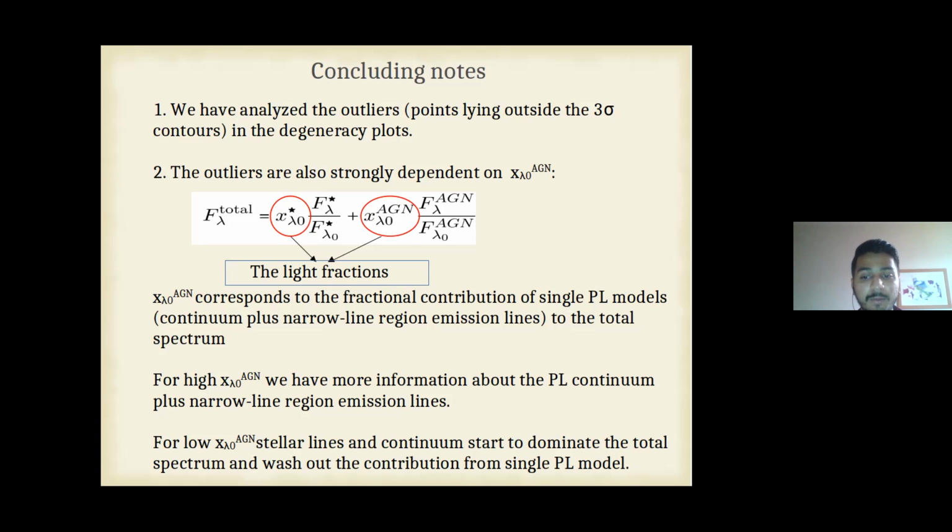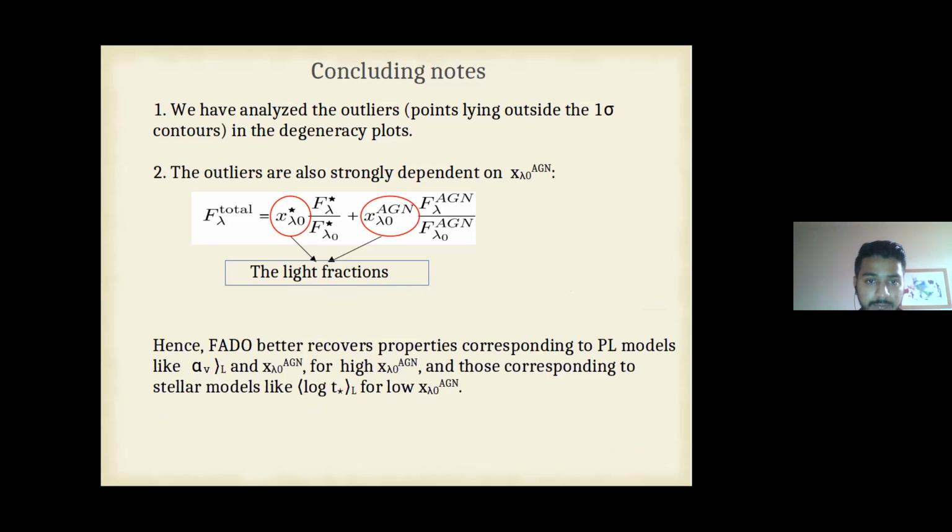The same holds true for the stellar part. If you have a higher contribution from the AGN, the information corresponding to the stellar part is diluted, and hence it's difficult to retrieve those properties. So Fado better recovers the properties corresponding to power law models, like the average power law index and the AGN fraction, for high AGN fraction, and those corresponding to stellar models, like the mean stellar age and metallicity, for low AGN fraction.